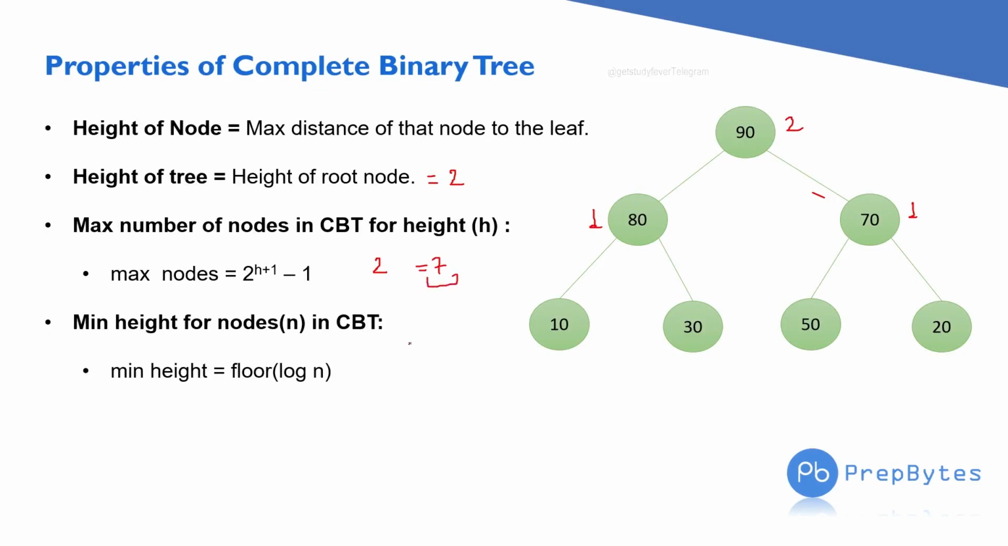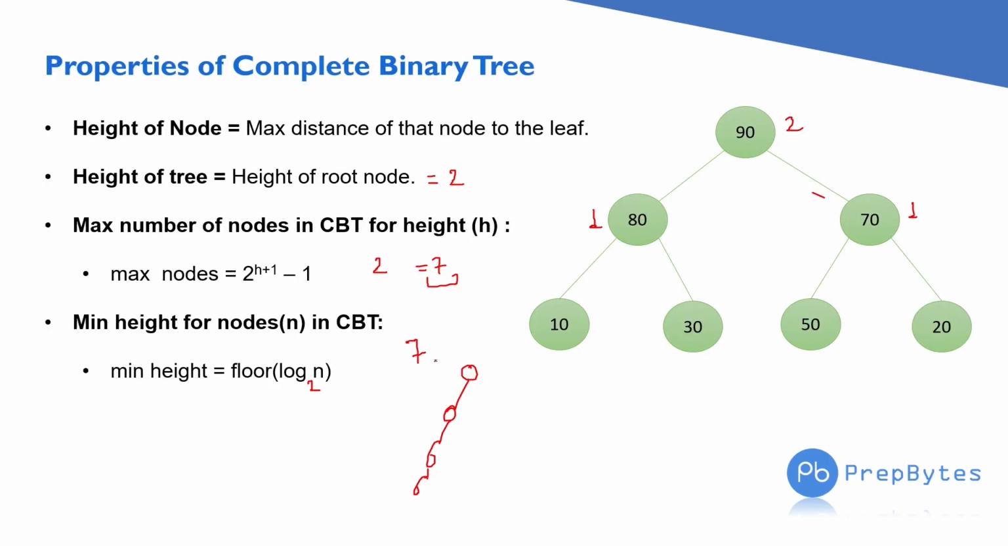Now if we have 7 nodes, then what will be the minimum height of the tree? The maximum height of a tree can be a skew tree, correct? So this is a skew tree, so maximum height can be this. But what can be the minimum height? The minimum height is floor of log to the base 2 of 7, correct?